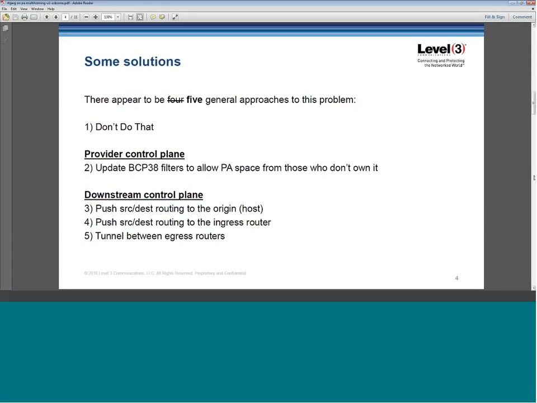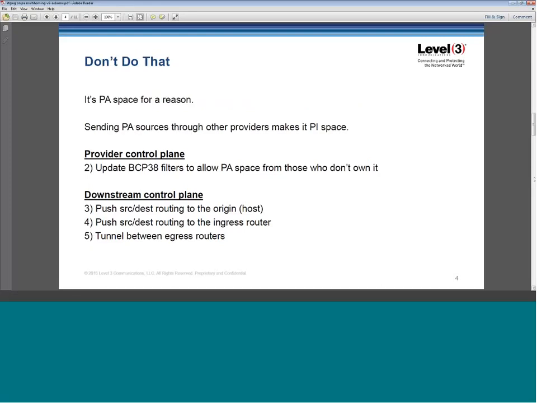Of the remaining 4, you could update BCP filters to allow PA space from those who don't own it. You could push source destination routing all the way to the origin, which is to the host that decides to put the packet on the network. You could push source destination routing to the ingress router, which is the first router that sees a packet from a host. Or you could perhaps tunnel between egress routers, which was the thing on Fred's slide. I just want to talk about my take on these 5 things, just to see where it gets us. Next slide, please.